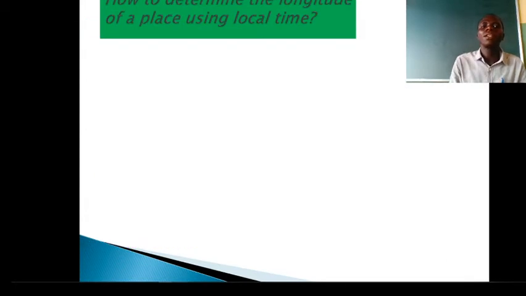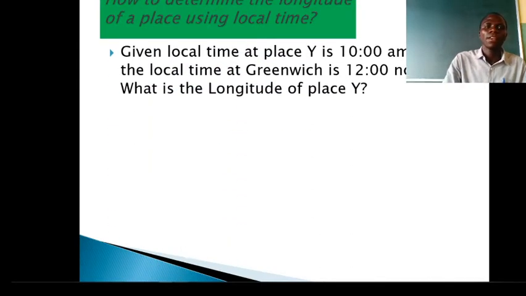Now, let's proceed by examining how to determine the longitude of a place using the local time. An example is this one. Given the local time at place 1 is 10 a.m. and the local time at Greenwich is 12 o'clock. What is the longitude of place 1?